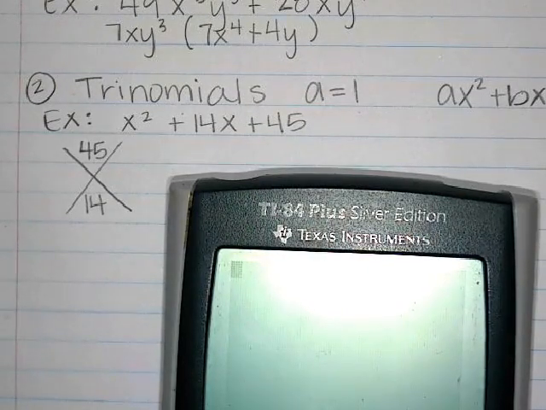You're going to go up here to the y equals button right here.